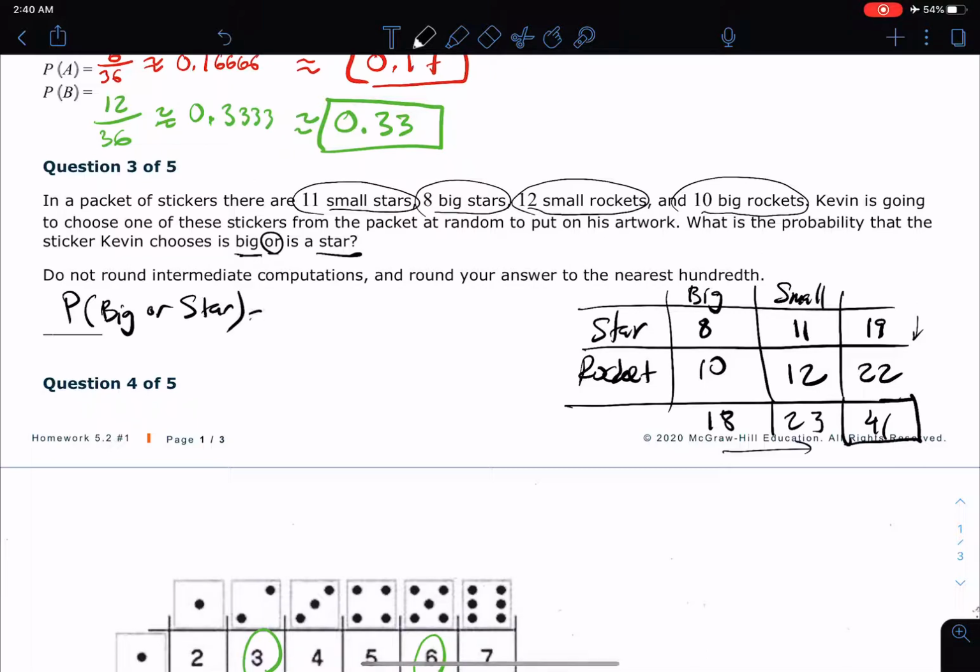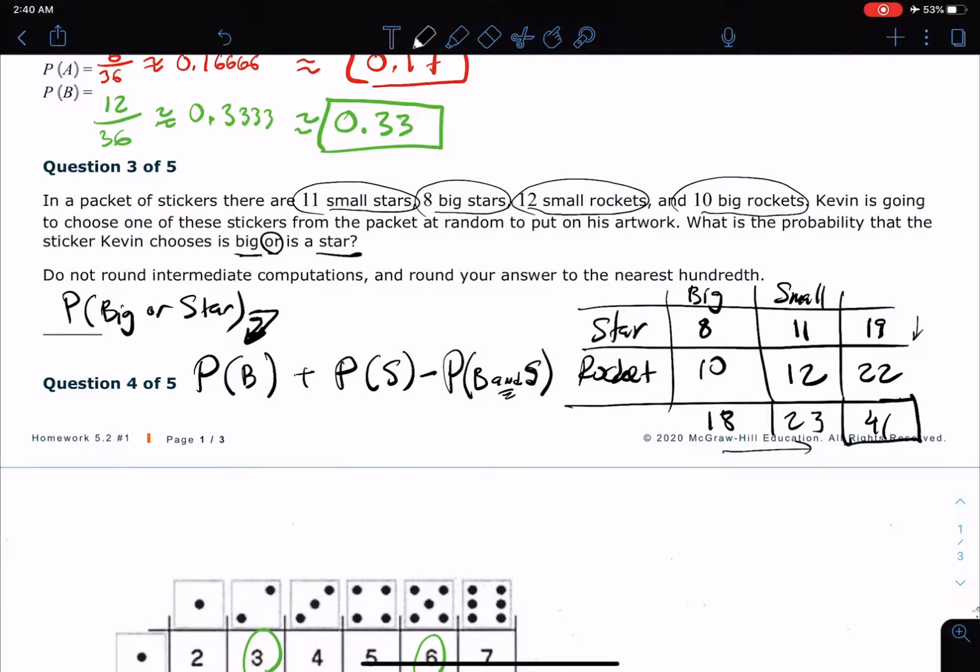Now remember, our formula says the probability of this, and I'm going to write this down below. The probability is going to be the probability of a big plus the probability of a star minus the probability of a big and star. Remember the overlap, that's the stuff that we might have double counted.